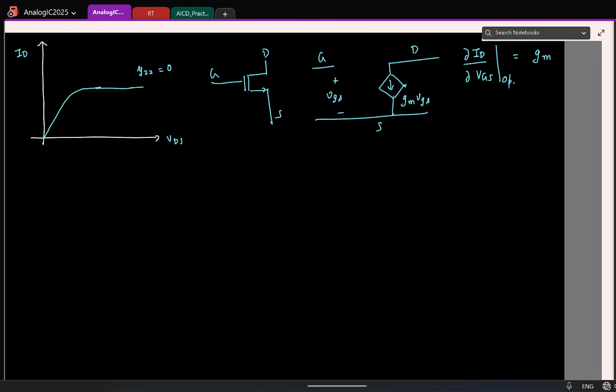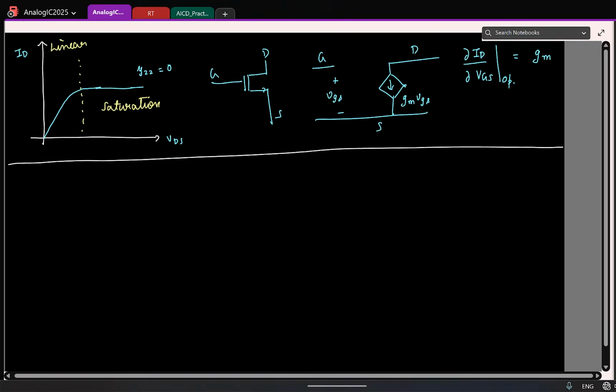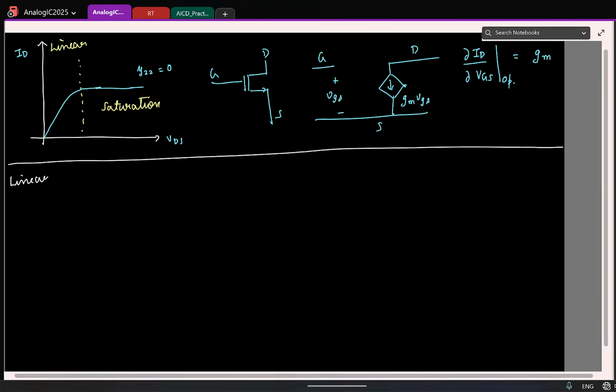So which means I can basically demarcate this into two regions. One where the slope is very small, other where the slope is large. So of course you know this is called the saturation region. This is the linear region for obvious reasons. So let's try to understand the IV relation in both the regions. So let's start with the linear region.